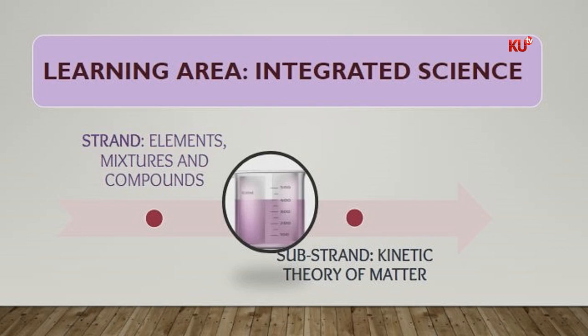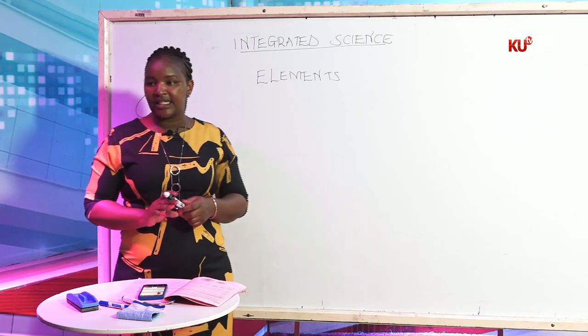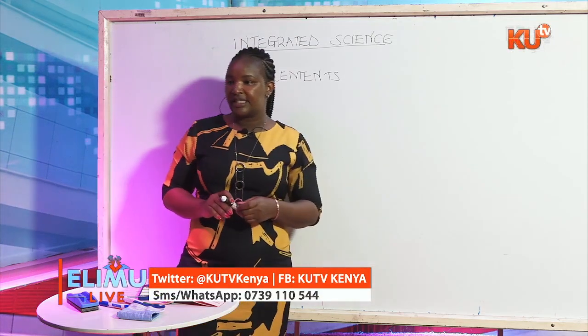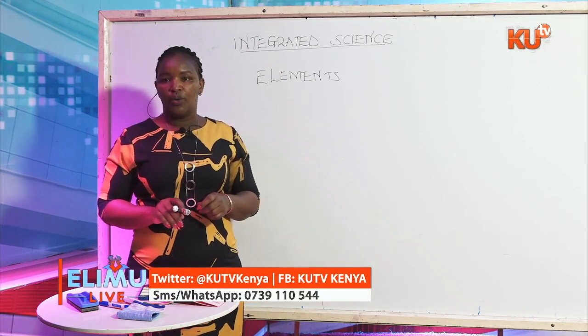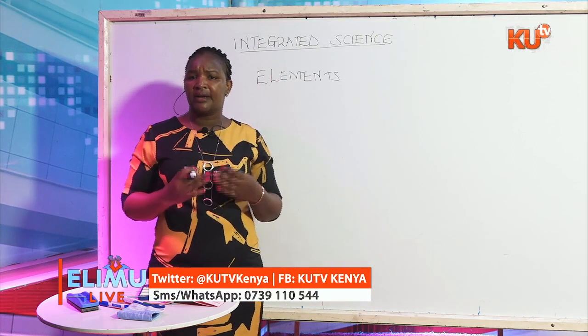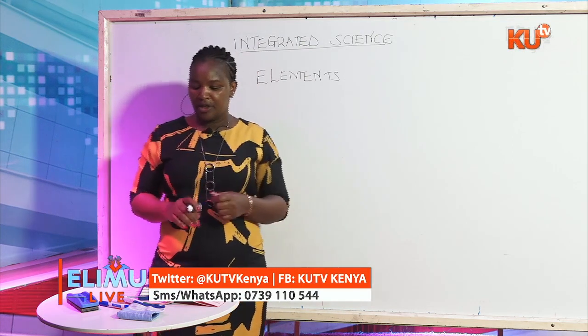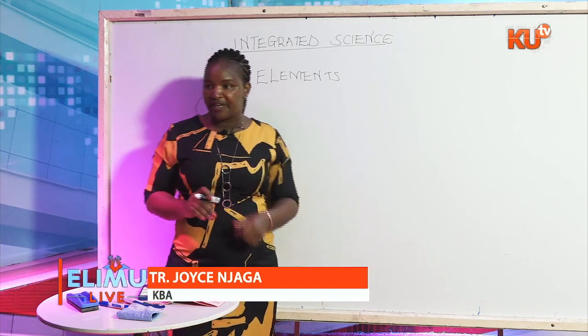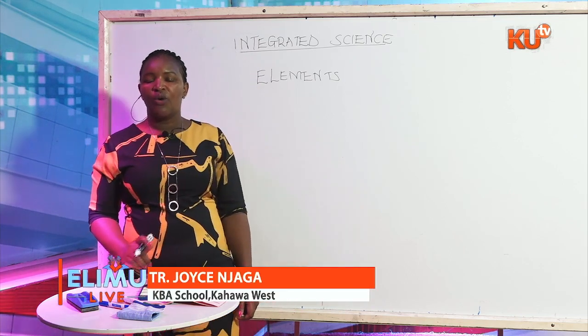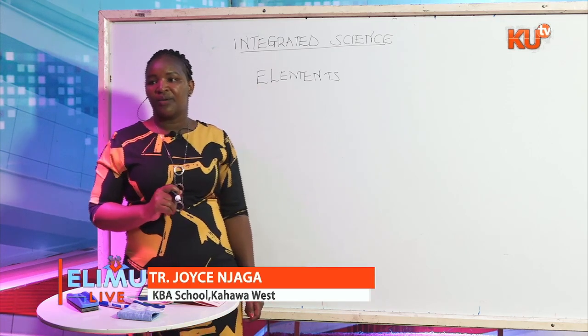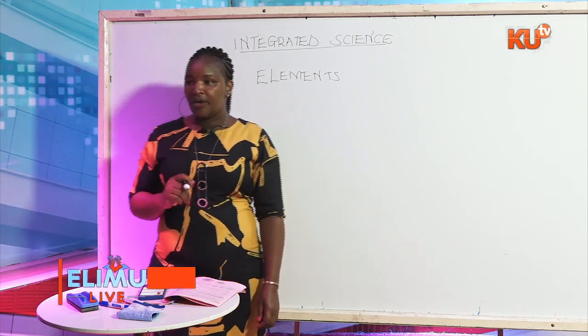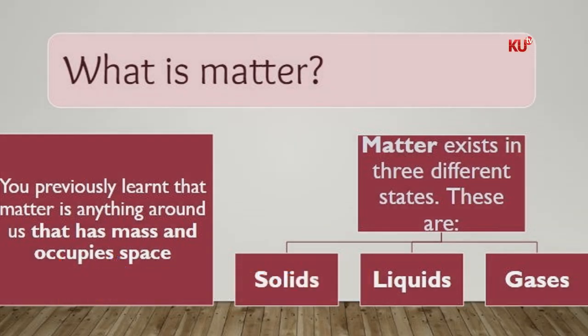And to start off, we'll be looking at what we already learned in our previous classes. When we were in grade 4, 5, and 6, even before we joined the junior school, we came across a topic called matter. So I'll start by recapping. What is matter? In our previous class, we defined matter as anything around us that has mass and occupies space.